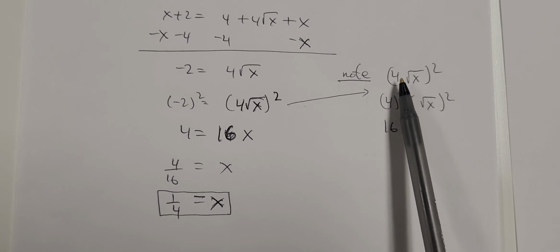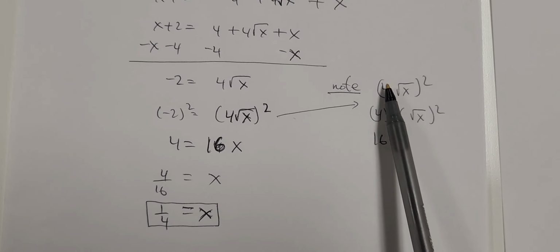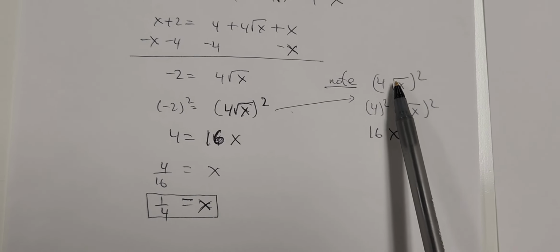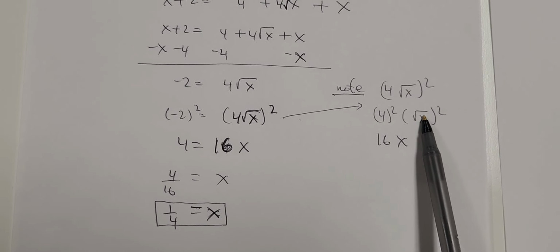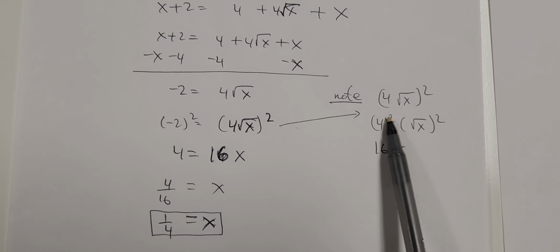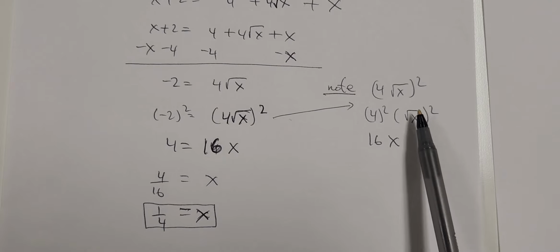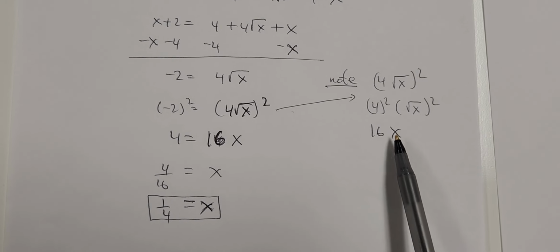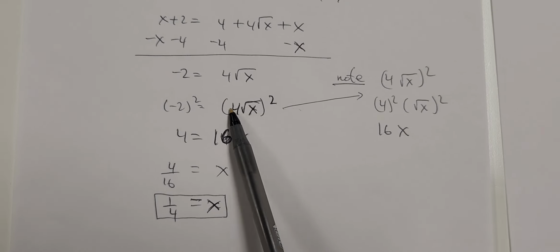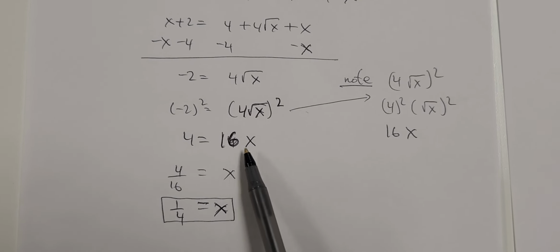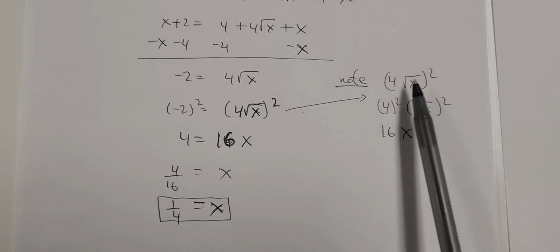So you have to square both of these. Again, you have to square both of these. So 4 squared, that's what I have here. Square root x squared, that's what I have here. So 4 squared gives me 16. Square and square root, they are the same, so it cancels out. I just have an x. So 4 square root x squared is rewritten as 16x, and the work is on the side.